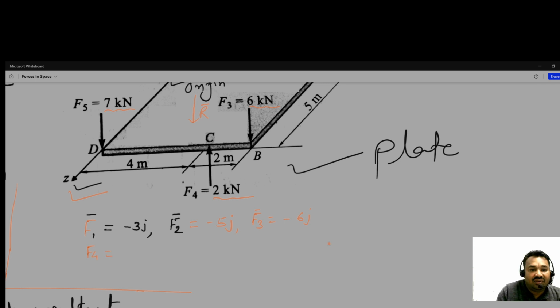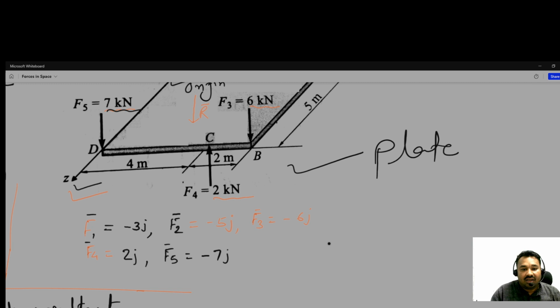So F4 is what? F4, it is with positive sign. Why? It is acting in upward direction, that's why. And a positive sign, no need to write here. So it is 2J. What about F5? All in vector form, F5. So this is 7 kilonewton, minus 7J.